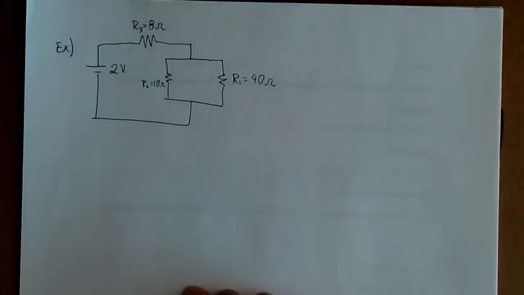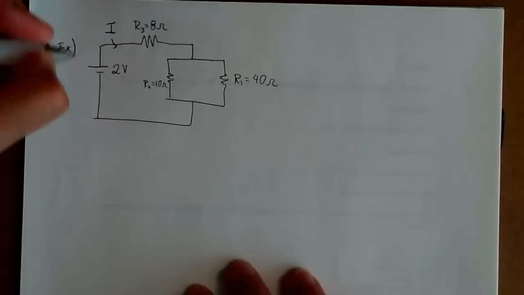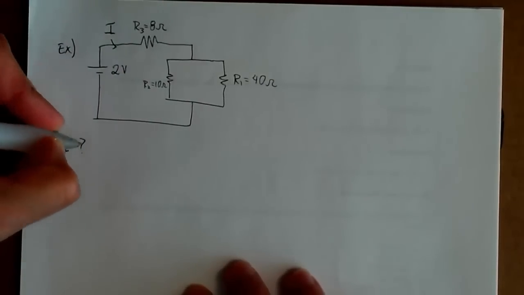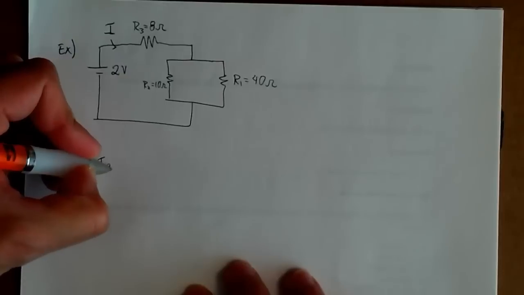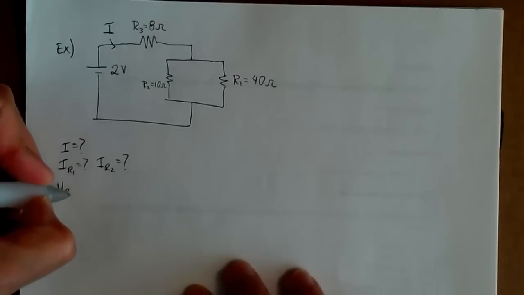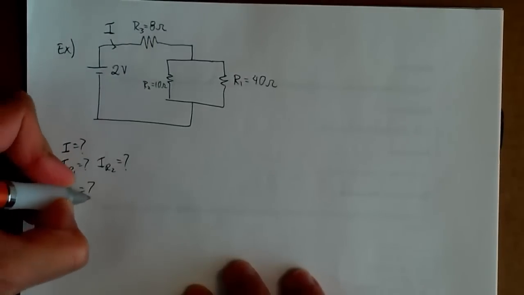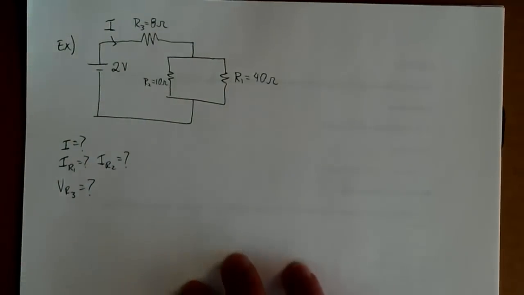Now in this new example we have three resistors. R1 and R2 are in parallel, and then we have a third resistor R3 with 8 ohms, and the source is providing 2 volts. We want to know the current I, the total current I, and each individual current flowing through R1 and R2, and the voltage across R3 too.